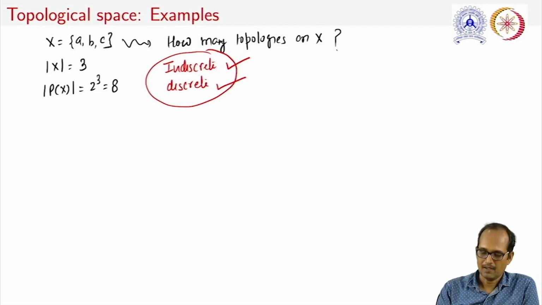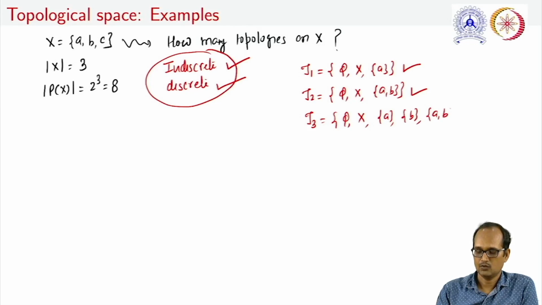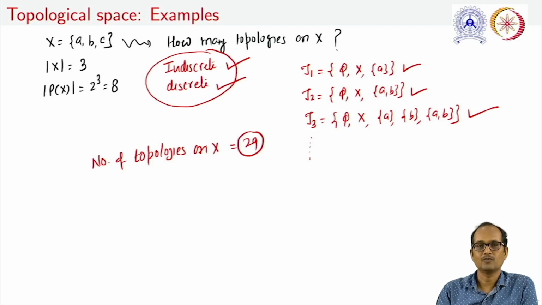The answer is yes. For example, let us take one such topology as tau 1, this is the empty set, X and the singleton set A. One can check that this is a topology. Let us take tau 2 as the empty set, X, singleton A and the set AB. This is also a topology on X. Let us take tau 3 as the empty set, X, A, B and this two-point set AB. This is also a topology on X. So in this way we can construct a number of topologies on X, and the number of such topologies on X is 29. So here we have constructed only a few. One can construct the remaining topologies on X.